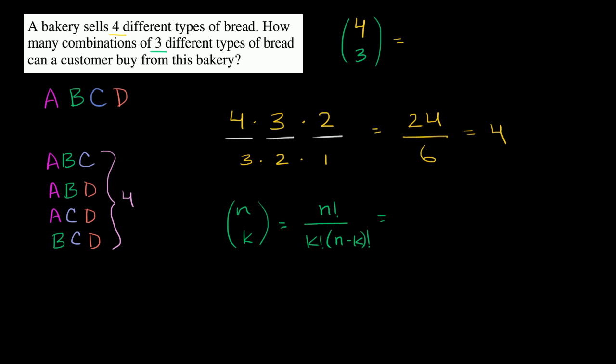And in this case, it's going to be equal to 4 factorial over 3 factorial times 4 minus 3 factorial. Well, that's just going to be 1 factorial times 1 factorial. So it's 4 factorial over 3 factorial. That is 24 over 6, which is once again equal to 4.